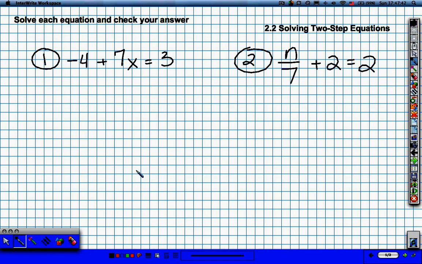Alright, so in this tutorial we're going to talk about solving two-step equations this time. Again, we're going to solve each equation and then quickly check our answer. I have two problems here, so let's go ahead and start with the first one.